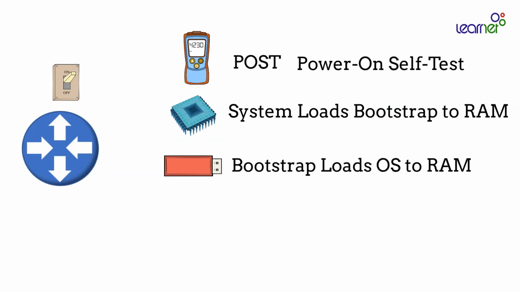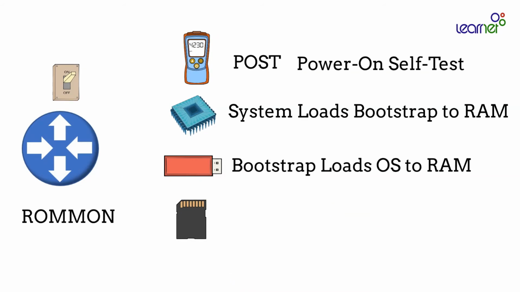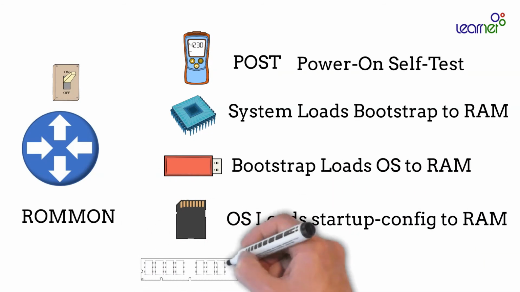If there is any issue with the OS, Bootstrap will load a minimal operating system which is called ROMMON, so you can have access to the device and do your troubleshooting. Then Bootstrap hands over the control to the operating system. In the next step, the operating system copies the startup config from NVRAM to RAM. And from now on, it is called running config.